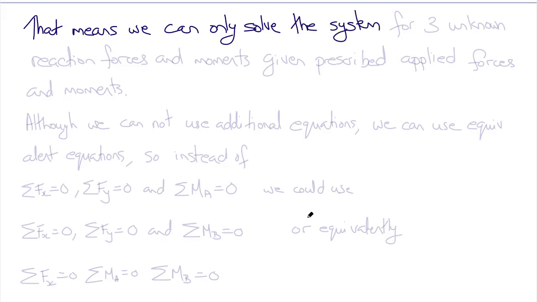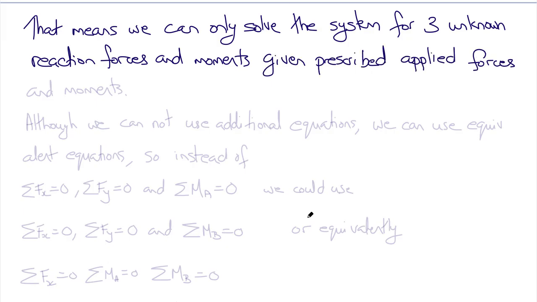This means that we can only solve the system for 3 unknown reaction forces and moments, given prescribed applied forces and moments and the known geometry. Although we cannot use additional equations, we can use equivalent equations.